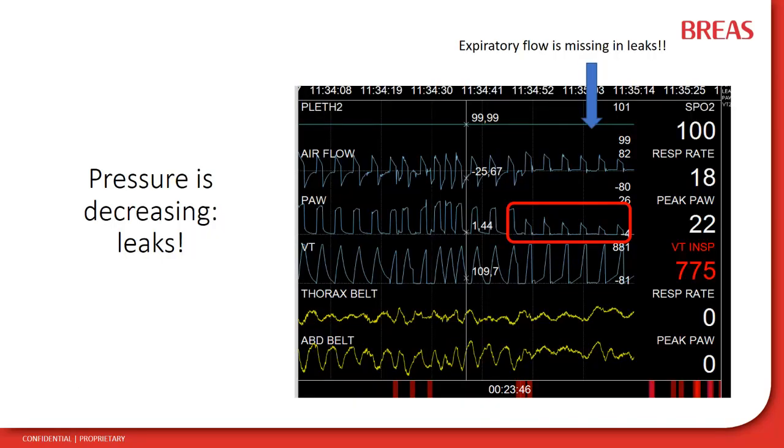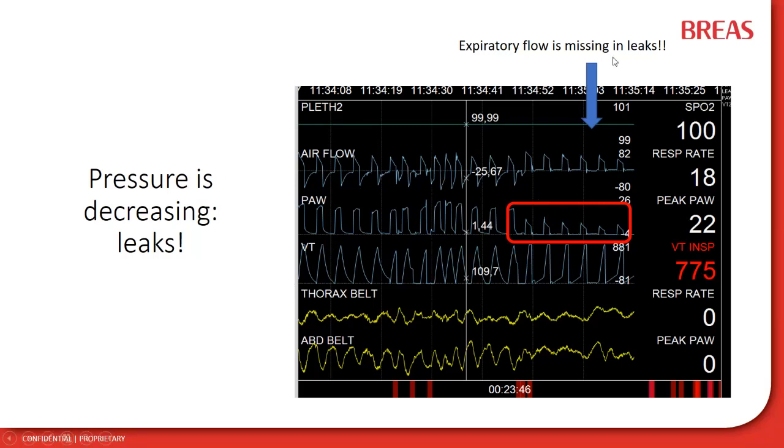But not only this, there is a second situation in which pressure is decreasing. It's leaks. This is a clinical tracing in which in volume mode, you can see here that the flow is exponentially decreasing. Why is this? Because we have selected a decreasing ramp in the volume mode. You can select a flat ramp or a decreasing ramp. In this tracing, we have selected a decreasing ramp. It's not pressure support, it's volume.